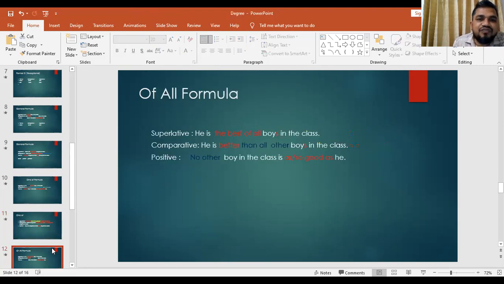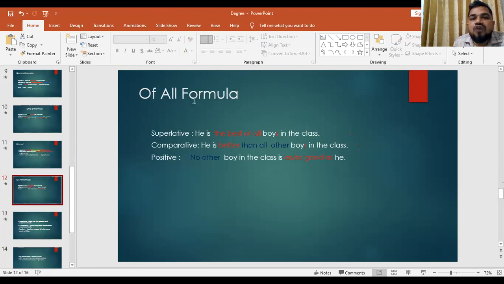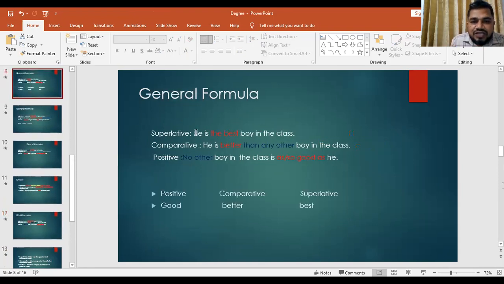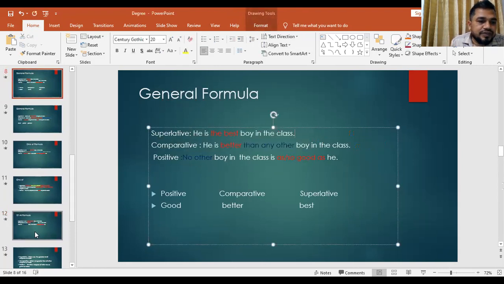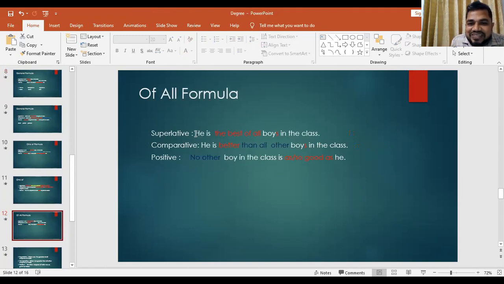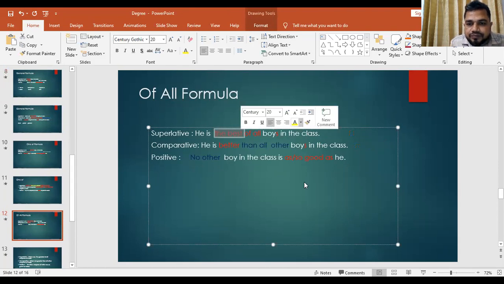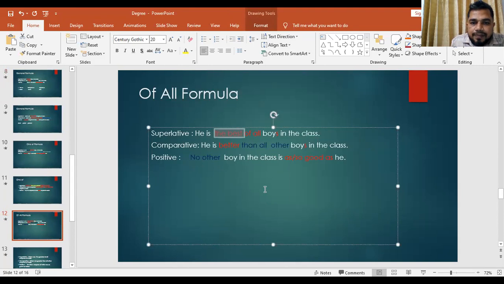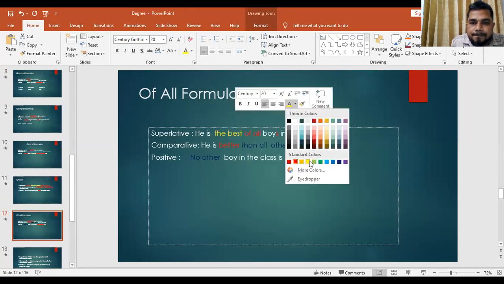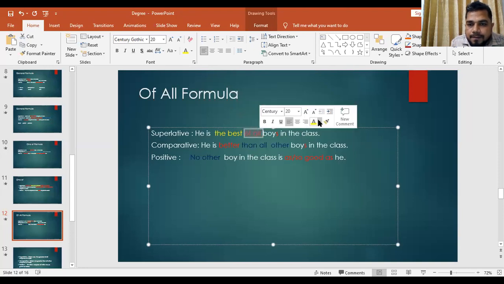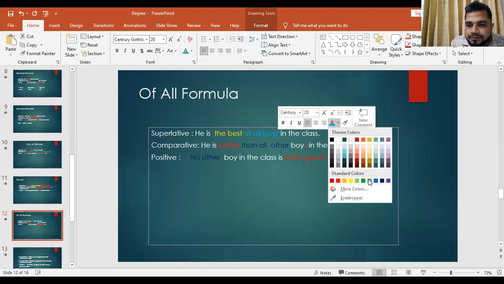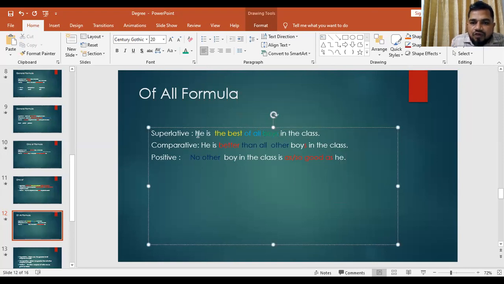So dear students, another formula, that's called the of-all formula. I have kept the formula's name. Follow. In the general formula, the superlative degree is: the best boy in the class. And in the of-all formula, you are looking: he is the best of all boys in the class. Look, the best, and of all, an extra s. He is the best of all boys in that class.